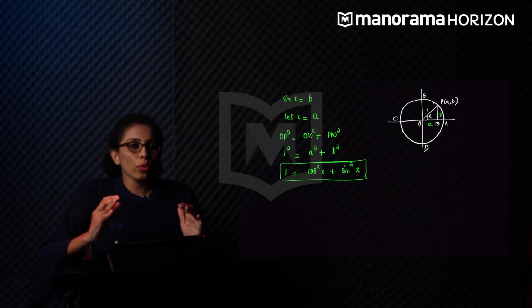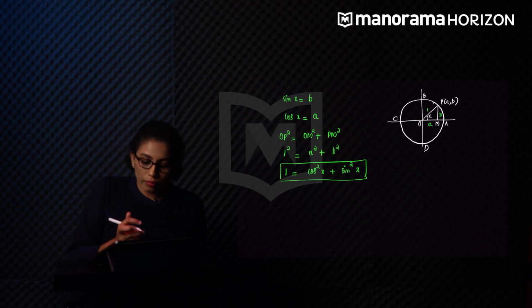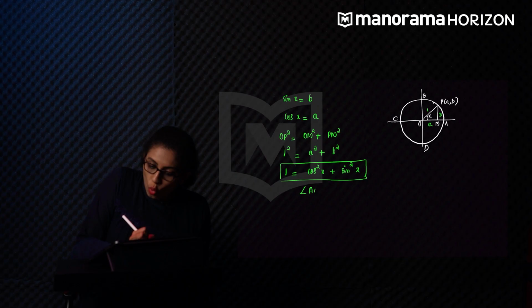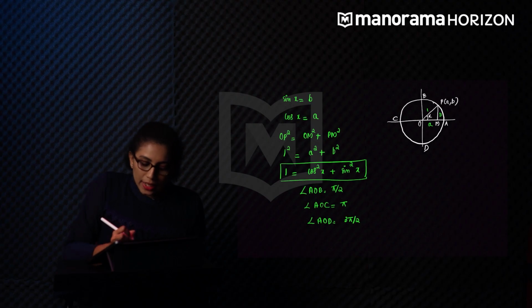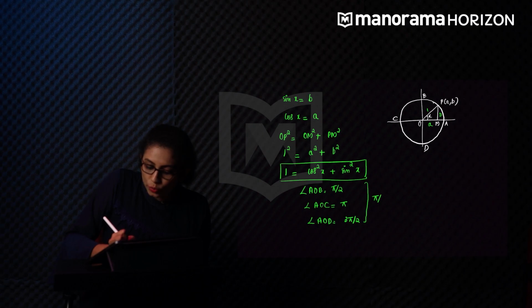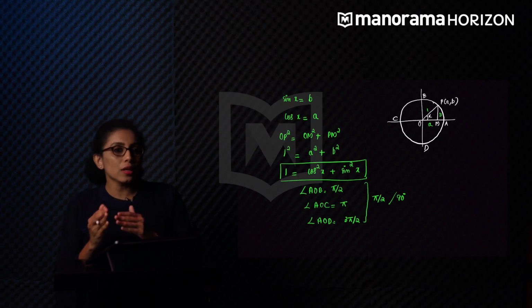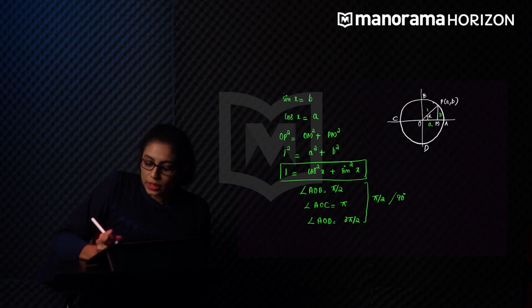Alright. Now we know 1 complete revolution corresponds to 2 pi radians. Therefore, we can write angle AOB is equal to pi by 2, angle AOC is equal to pi, and angle AOD is equal to 3 pi by 2. As you can see, these angles are multiples of pi by 2, or 90 degrees in terms of degree measure, and such angles are called quadrantal angles.